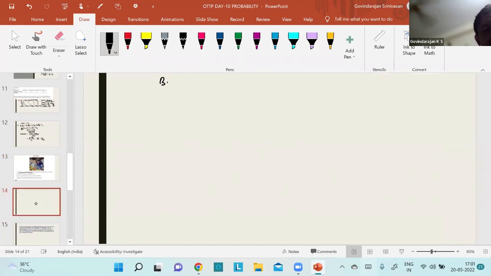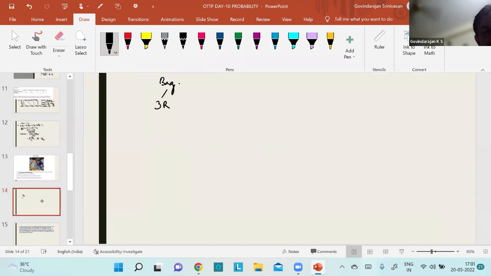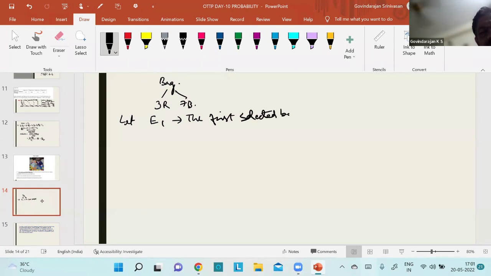A pack contains 3 red and 7 black balls. Let E1 be the event that the first selected ball is black, and E2 be the event that the first selected ball is red color.